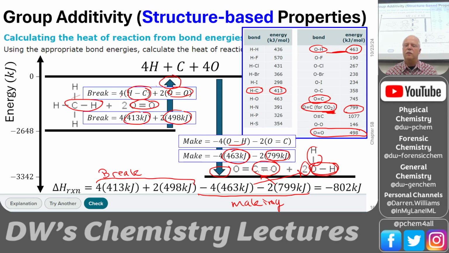Where it's -4 times 463. Where do we get the -4? Yeah, the negative comes because we're making them. This down arrow gives us the negative. And then the 4: we have 2 waters, and each water is 2 bonds. Okay. So there's 4 OH bonds.